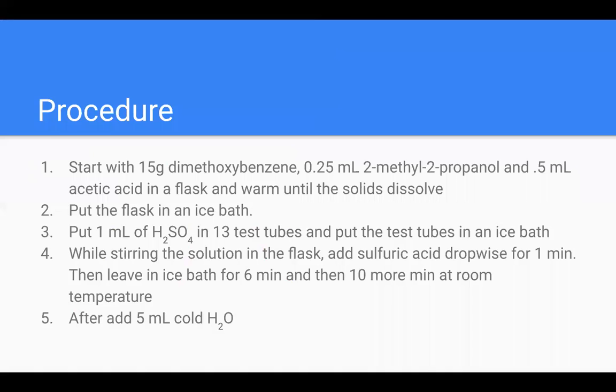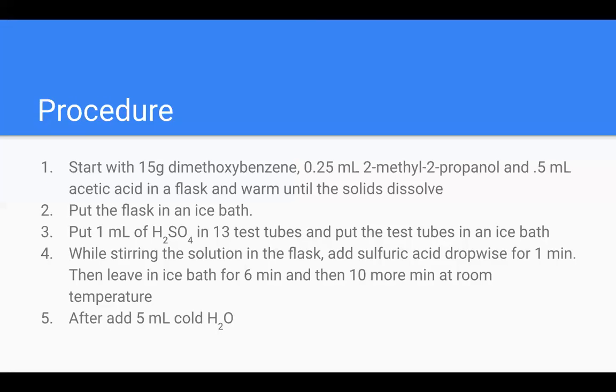So for the procedure for this lab, we first start off with 15 grams of dimethoxybenzene, 0.25 milliliters of 2-methyl-2-propanol, and half a milliliter of acetic acid in a flask, and warm it until the solids are all dissolved. After the solids are dissolved, I'm going to put the flask in an ice bath, and we're also going to add 1 milliliter of sulfuric acid in 13 test tubes and place all test tubes in an ice bath.